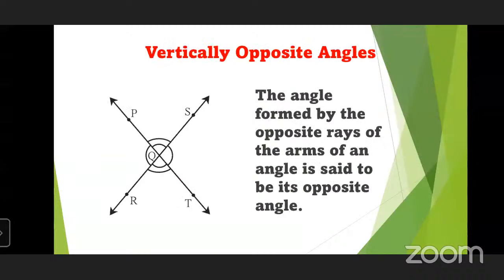Now, vertically opposite angles. The angle formed by the opposite rays of the arms of an angle is said to be its opposite angle. Read it again: the angle formed by the opposite rays of the arms of an angle. What happens is two rays cross each other and they form angles. So these are vertically opposite angles.